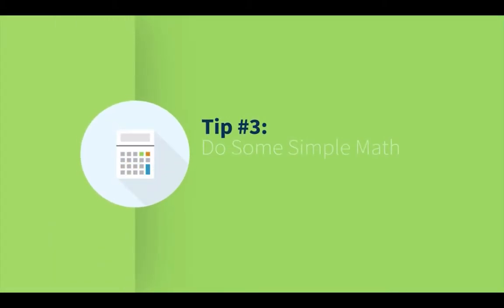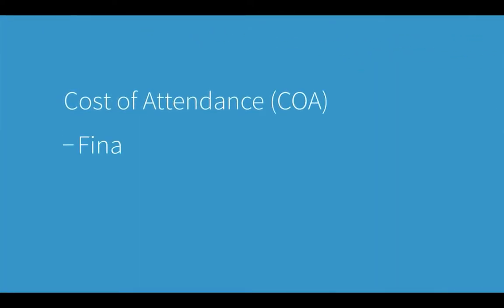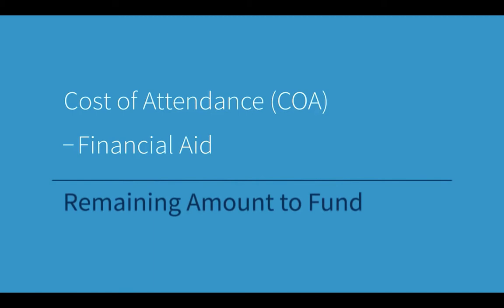Tip number 3. Do some simple math. Once you've found those key numbers, subtract them from the cost of attendance. The remainder is what you'll have to pay on your own, through private student loans or with other funds.